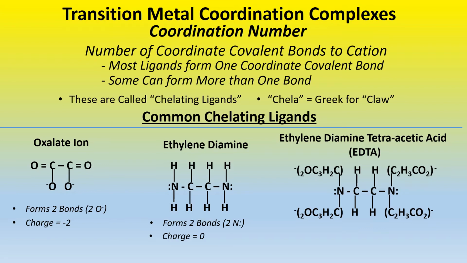Since there are 4 acetic acids, it can form up to 4 bonds and is a very strong chelating ligand. As it is a weak acid in equilibrium with its conjugate weak bases, the actual charge is dependent upon pH and may be up to and including -4 if all of the acetic acids are ionized.